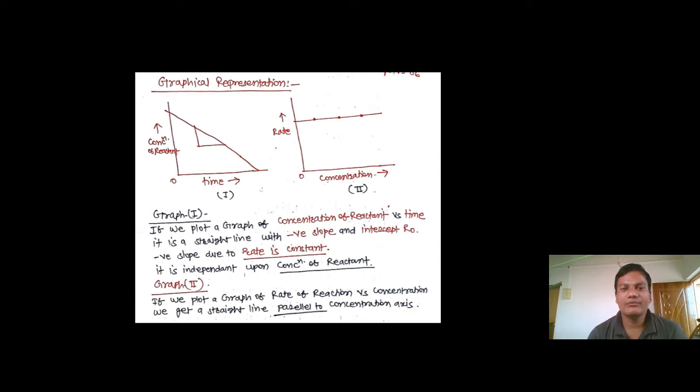For graph 2, if you look, as concentration is continuously increasing, the nature of the graph is a horizontal line or it is parallel to the concentration axis, but values on y-axis, that is the rate, remain as it is. That means rate is constant whether you increase or decrease the concentration. So if you plot the graph rate against concentration, we get a straight line parallel to the concentration axis. So we will go to the next slide.